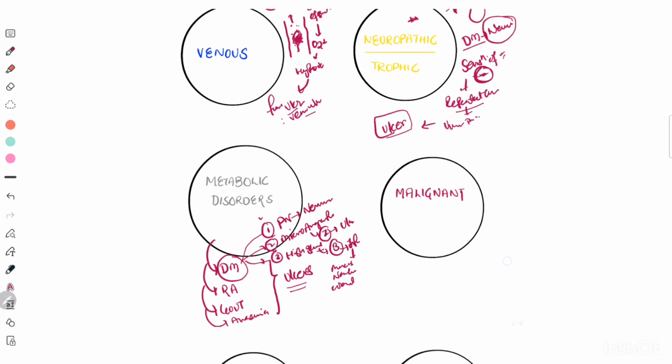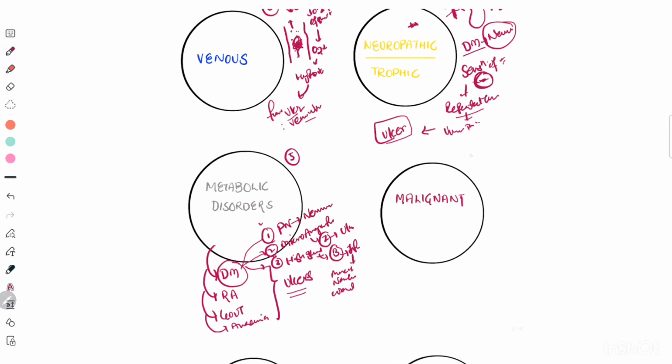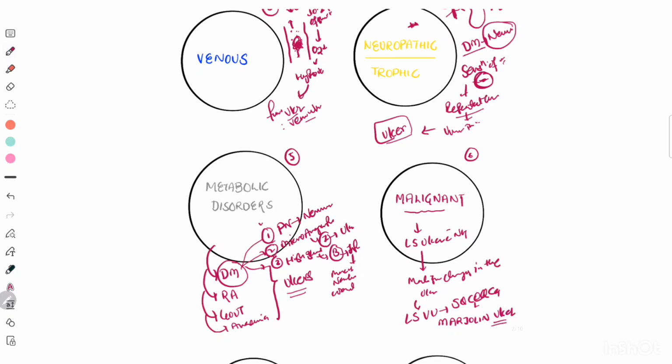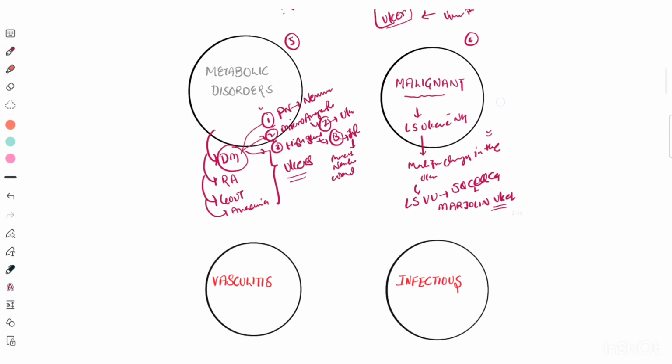And this is the fifth one. The sixth cause is malignancy. Due to the long-standing ulcer which is non-healing, the patient can present with malignant changes in the ulcer, like in long-standing venous ulcer, the ulcer converts into squamous cell carcinoma, which is known as Marjolin ulcer. So there can be malignant changes in long-standing non-healing ulcers. So this can be the sixth cause.